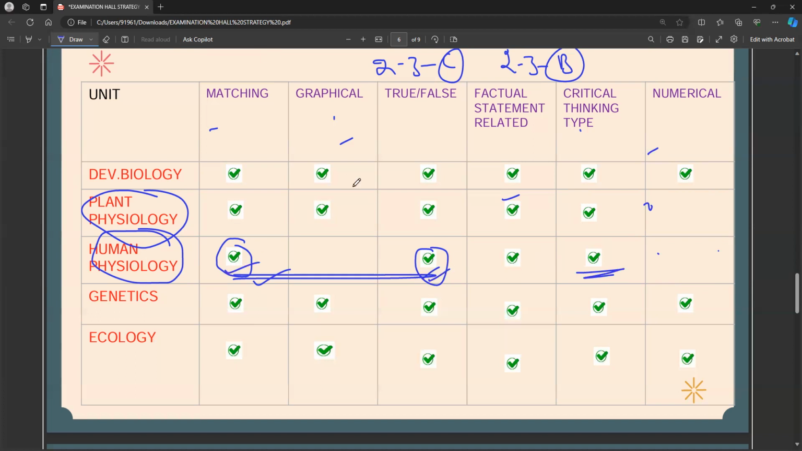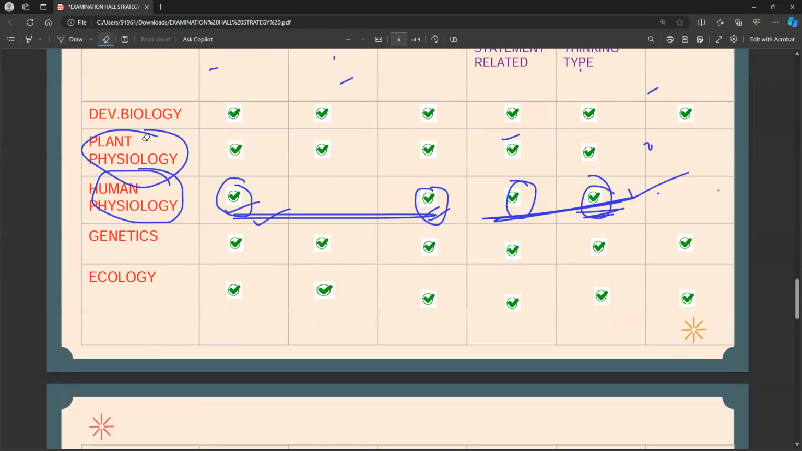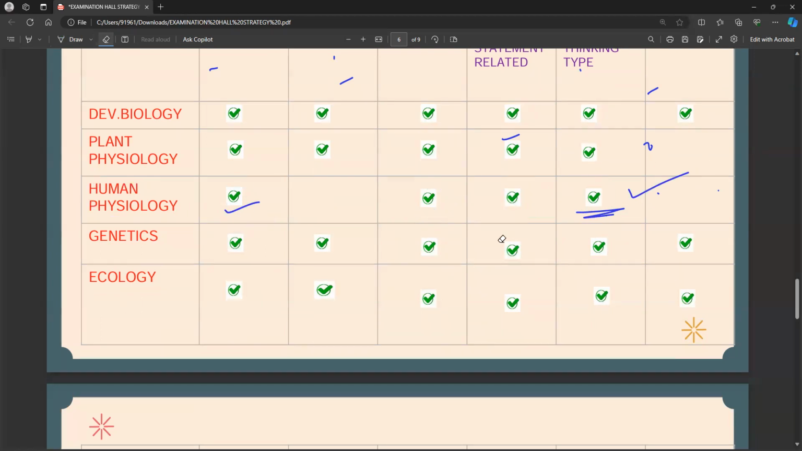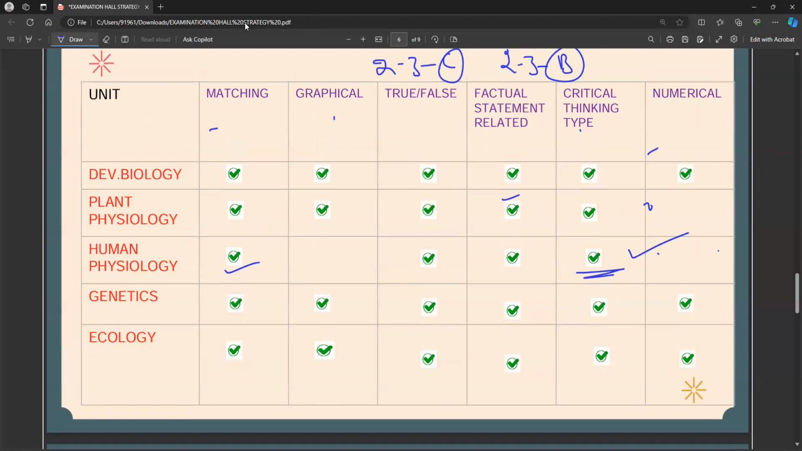The people who are a little weaker in zoology should focus on matching and true or false. The people who are good in zoology should focus on critical thinking and factual statements, because you can answer these questions so easily. They will come from a direct concept, but they will apply it to a clinical study.